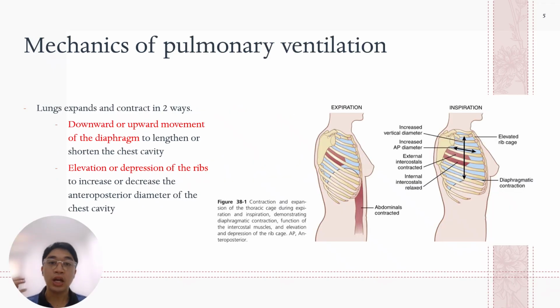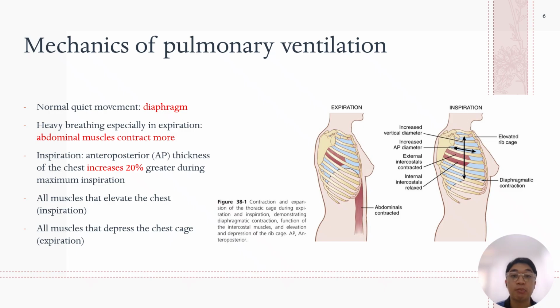Okay, so our lungs, whenever we try to inhale and exhale, expand and contract in two different ways. First, there is the downward and upward movement of the diaphragm to lengthen or shorten the chest cavity. There will also be elevation or depression of the ribs in order to increase or decrease the antero-posterior diameter of the chest cavity, as you can see here in the figure.